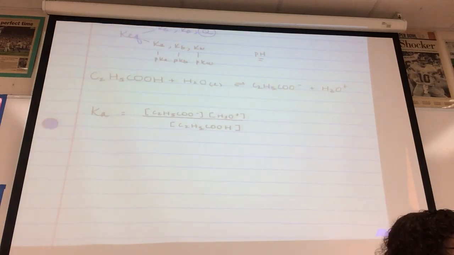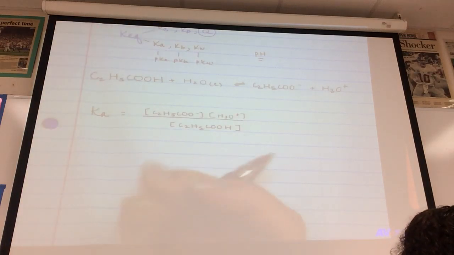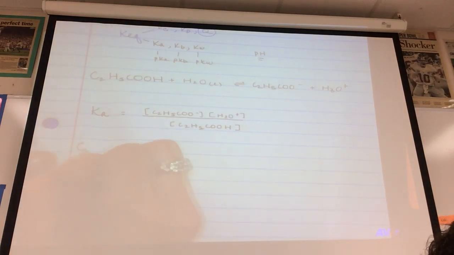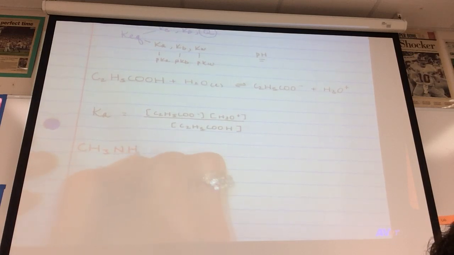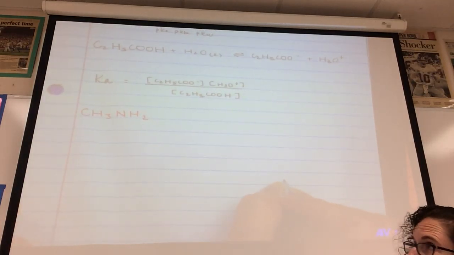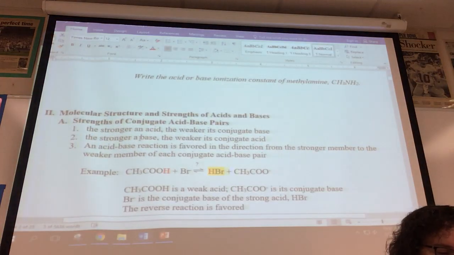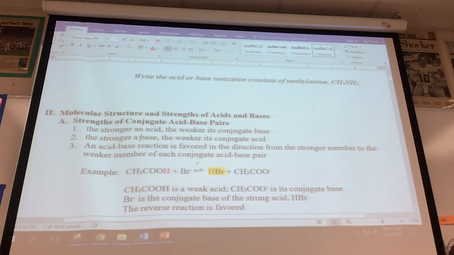Okay. The second one says, write the acid or base ionization constant of methylamine, and they give you methylamine. See if you can do this one. It's on the screen. Go ahead. See if you can do it. And a hint is that it's a base.